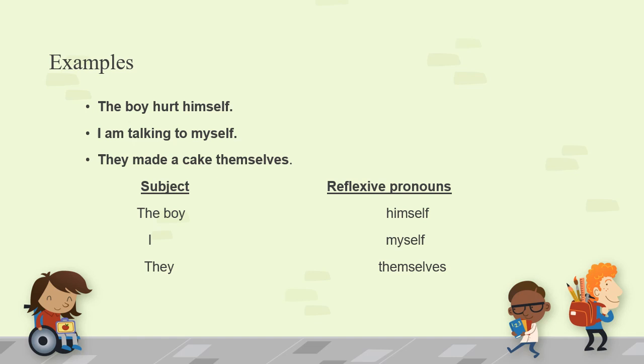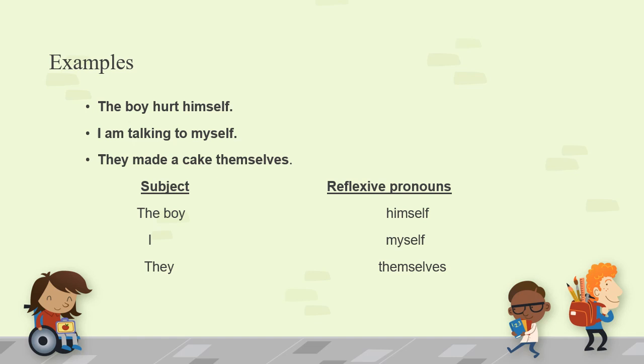In the next sentence, I am talking to myself. I is the subject, and what I am doing? Talking. Talking is the verb and it's an action. To whom I am talking? I am talking to myself. So myself, me, myself, I am receiving the action. So myself is reflecting back to the subject I. So it's a reflexive pronoun.